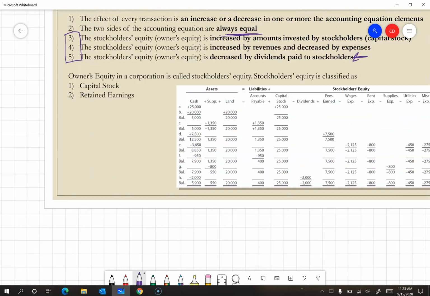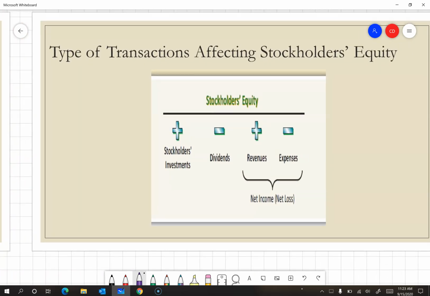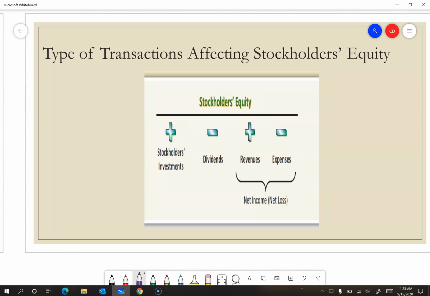Now, last thing. Did I put it in here? Yes. So when we look at the stockholders' equity portion of the equation, these are the parts we see now. We see stockholders' investments, dividends, revenues, and expenses. And remember, the difference between revenues and expenses is going to be your net income or your net loss.